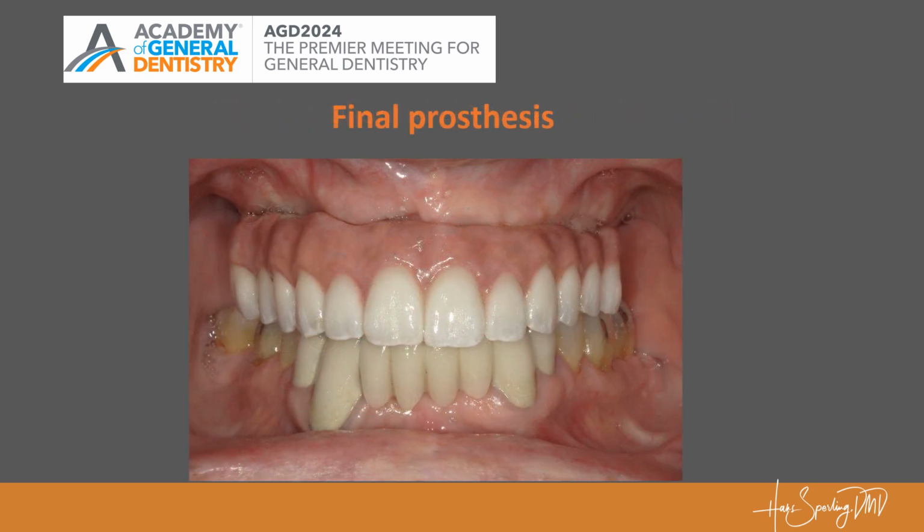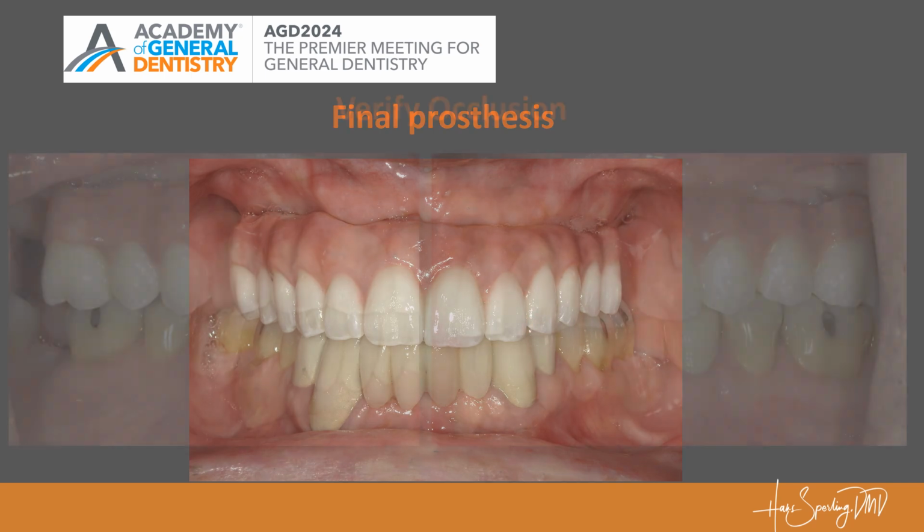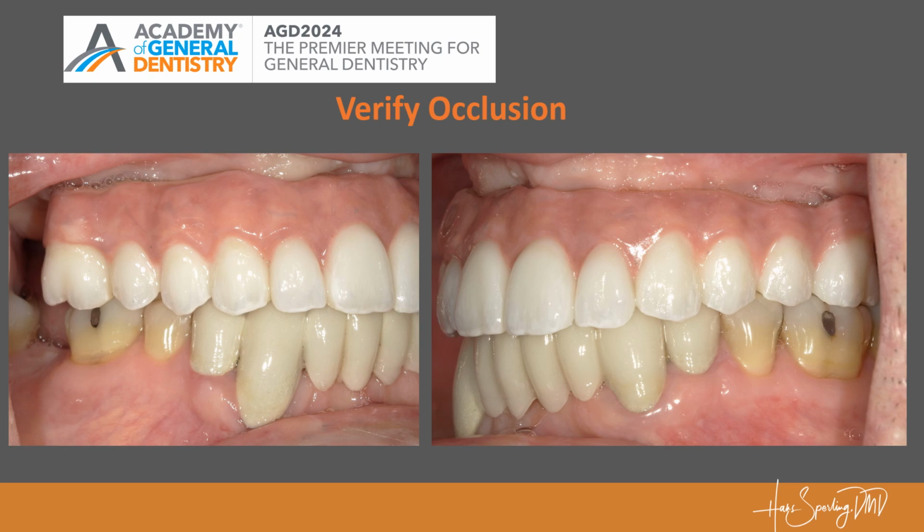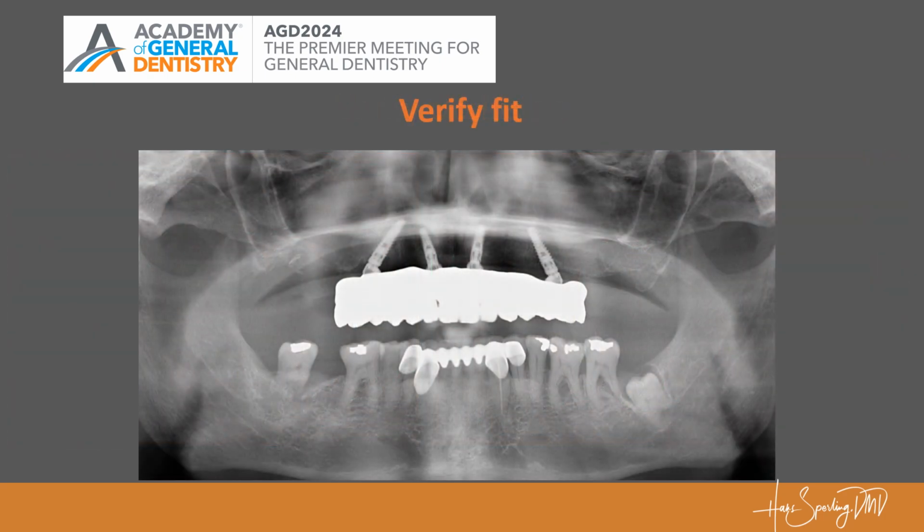Here is our prosthesis in the mouth, and this is monolithic zirconium in the back with individual zirconium crowns that have been fused to the framework, so they look absolutely more individualized. And look at the design of our soft tissue that allows for hygiene, right? Our occlusion, our fit that we verified on our x-rays.